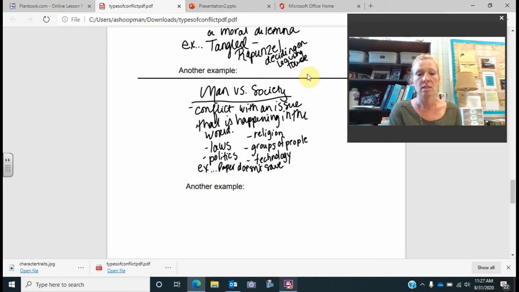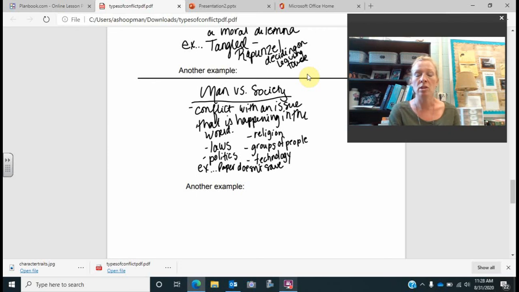All right, so sometimes there is a law that maybe someone has broken, and so you have to go to court. This would be man versus society. Politics, we have an important election coming up, and we have two very controversial candidates on both sides. This is politics. All right, so who should be the president? Who shouldn't be the president? Why shouldn't they be president? Why is one candidate better than the other? All of that is man versus society.